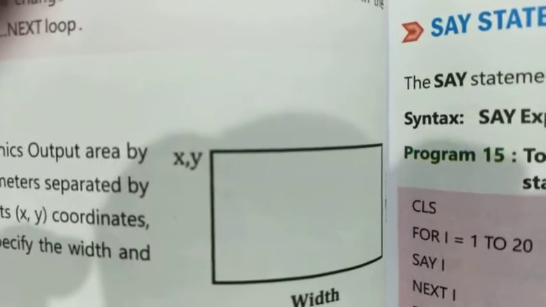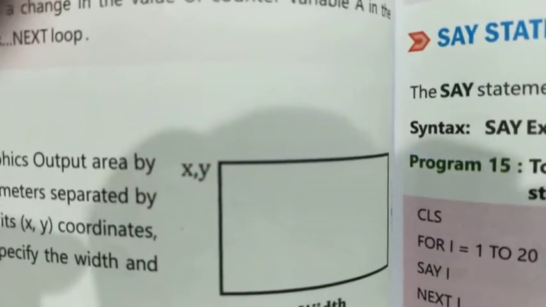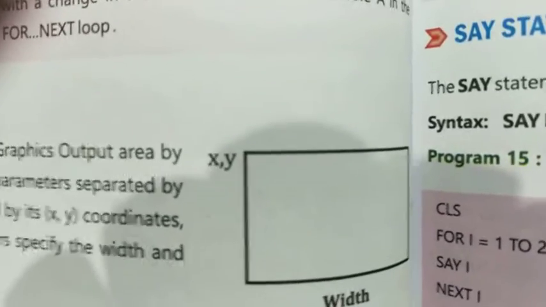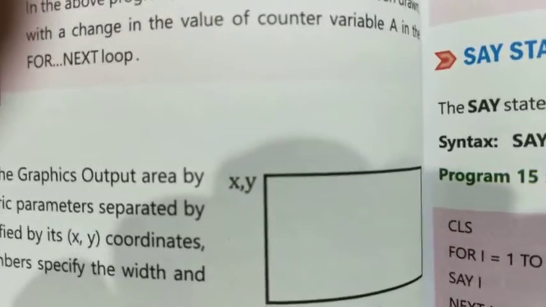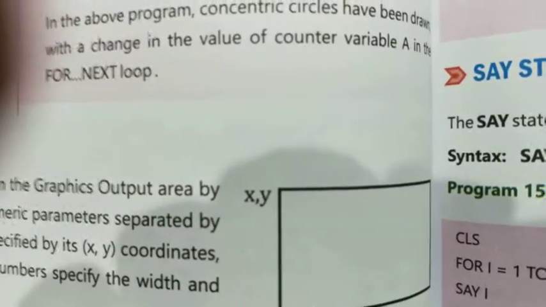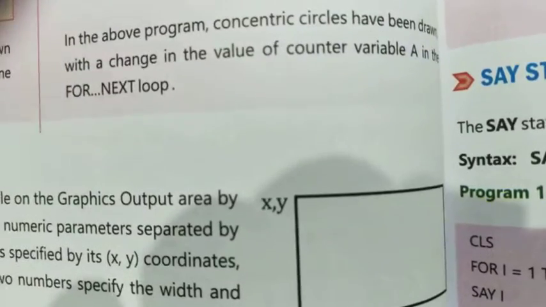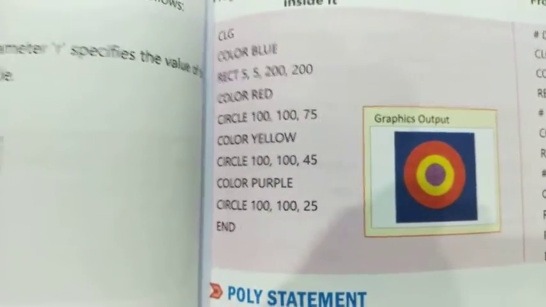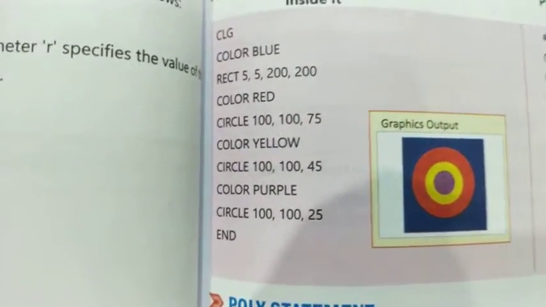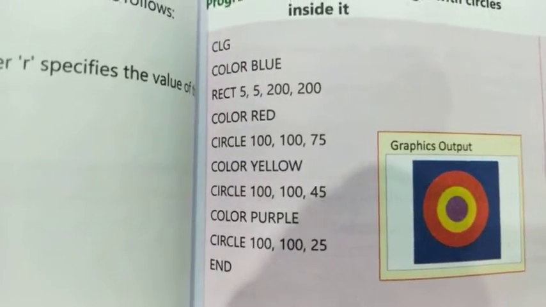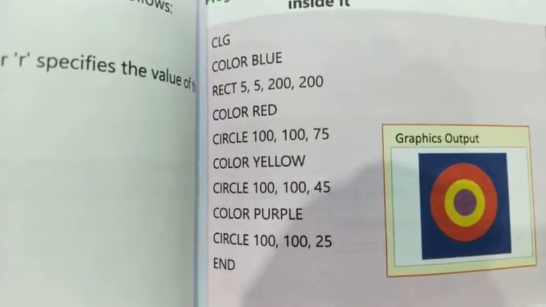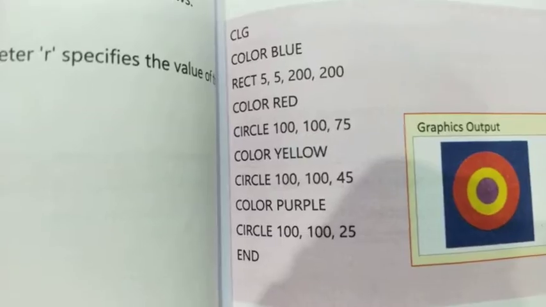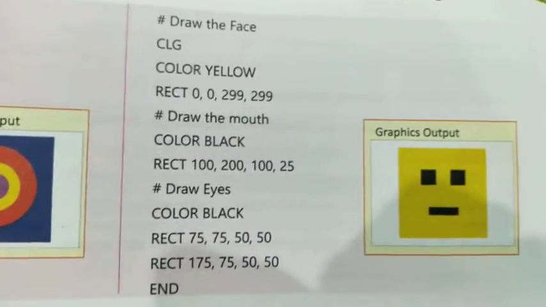From the point of the x and y values you assign, the rectangle will start, and the width you give will be that much breadth of the rectangle, and height means the length of the rectangle. Here is another program where you draw a circle inside a square. So see the program and try it on your computers. I'll send you the snap of all these programs also. How to draw the face.